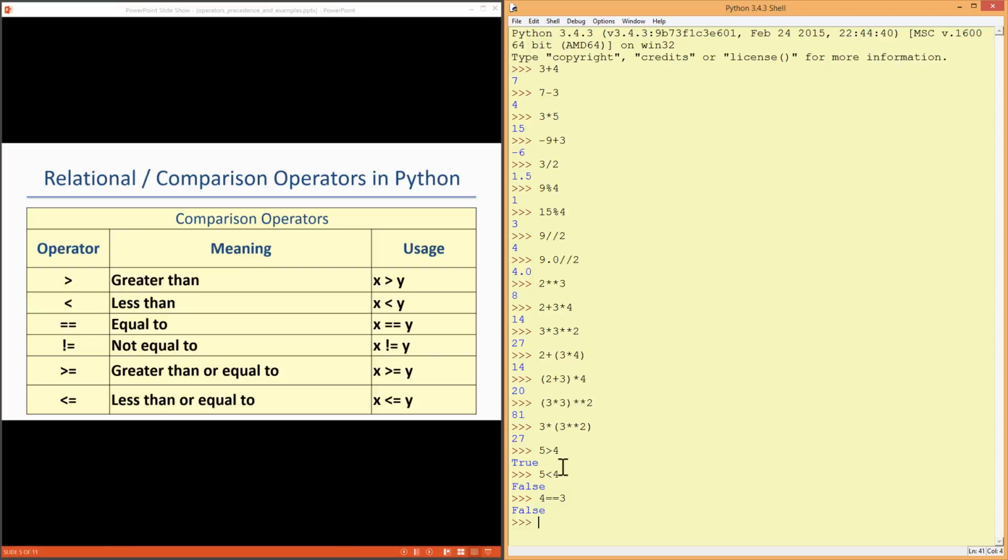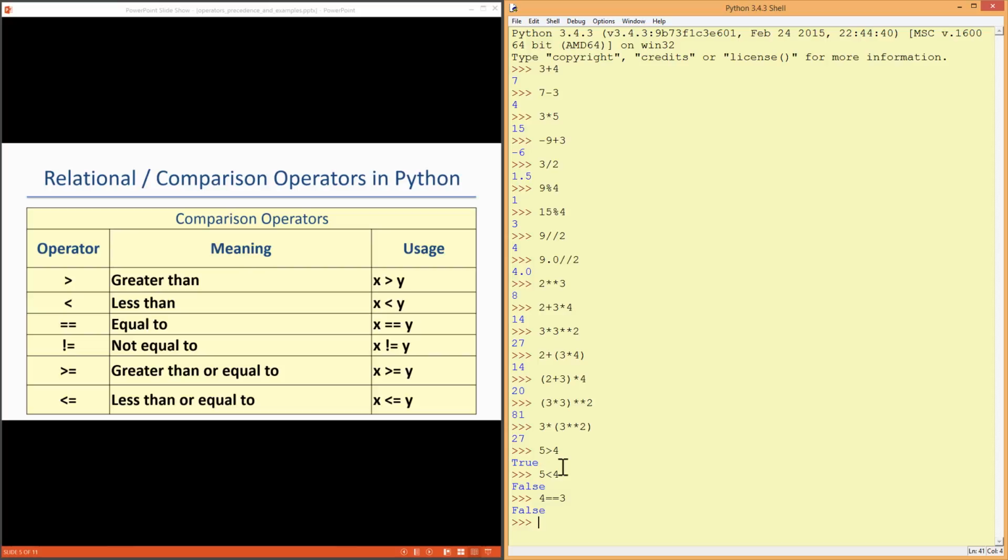One of the mistakes that programmers make at first is to use one equal sign rather than two. Remember that the comparison operator for testing the equality of two operands is two equal signs. One equal sign means an assignment operator.